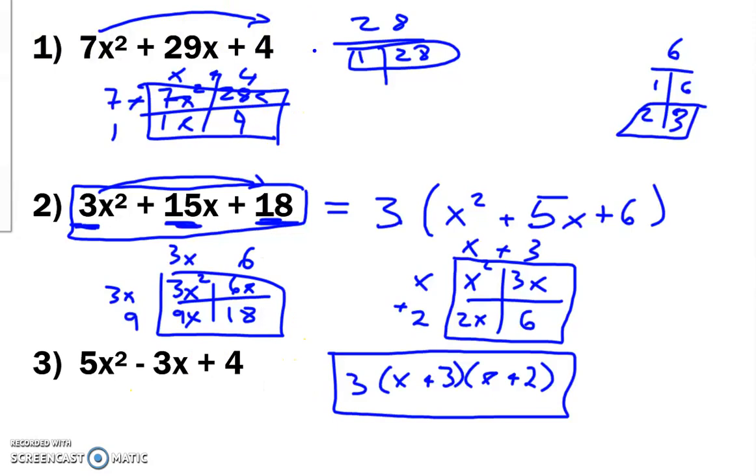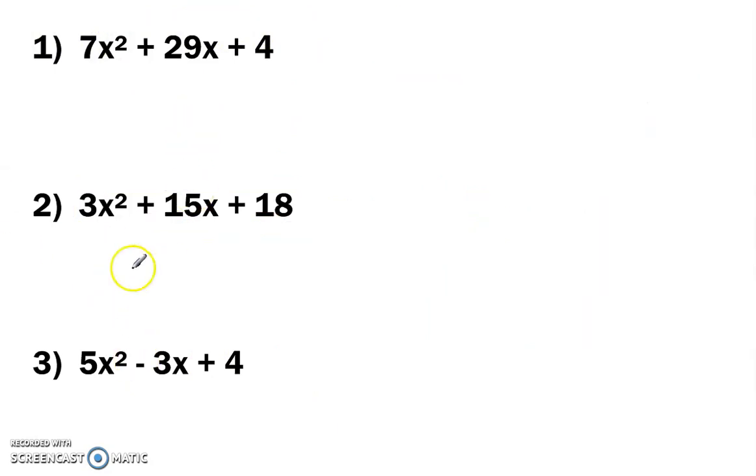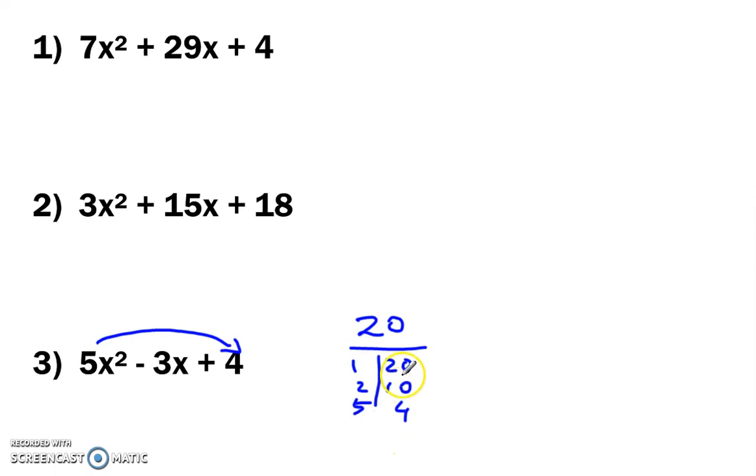Another case we have is this last one down here. If we do this, that gives us 20. Factors of 20 are 1 and 20, 2 and 10, and 5 and 4. Well, if I look at those, none of those add up to negative 3. And also check the negatives. Do the negatives add up? Because negative times a negative gives me a positive. Nope, none of these add up to negative 3.